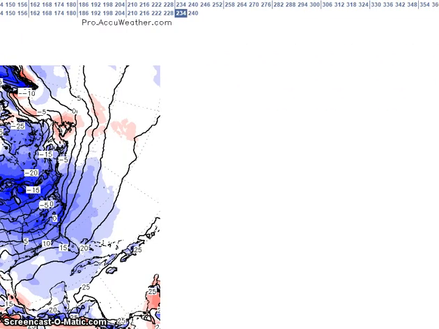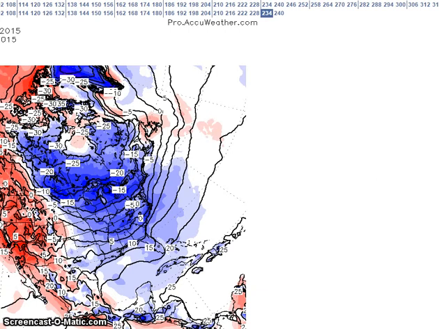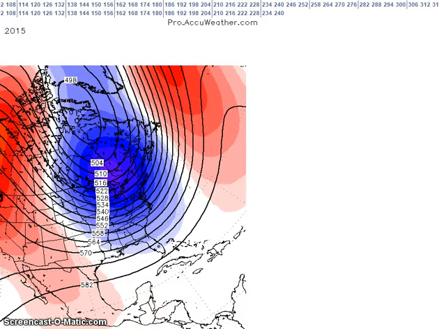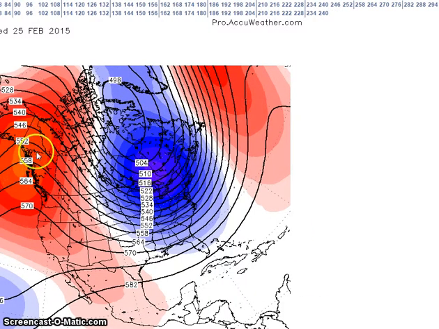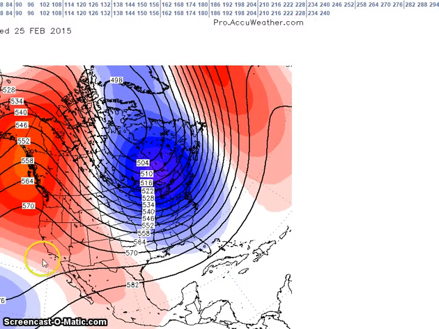Okay, here we are on the 24th. And you can still see we have a fairly deep ridge over western North America, and we have a fairly deep trough here in the east. The pattern isn't forecast to change very much.